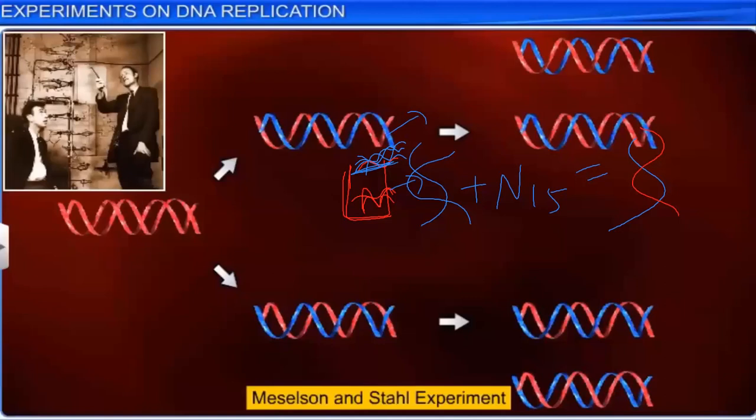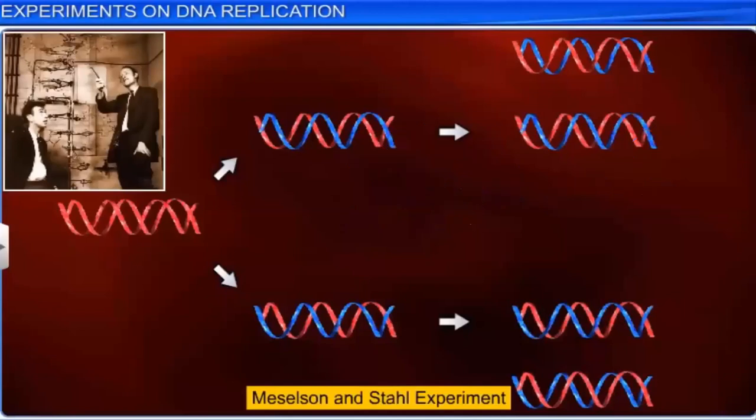In cesium chloride, when they did it, they found this kind of result, that one old with one new strand was proved with this experiment of Meselson and Stahl. As the time is also getting over, the semi-conservative nature of DNA was proved. The theory of replication is semi-conservative.